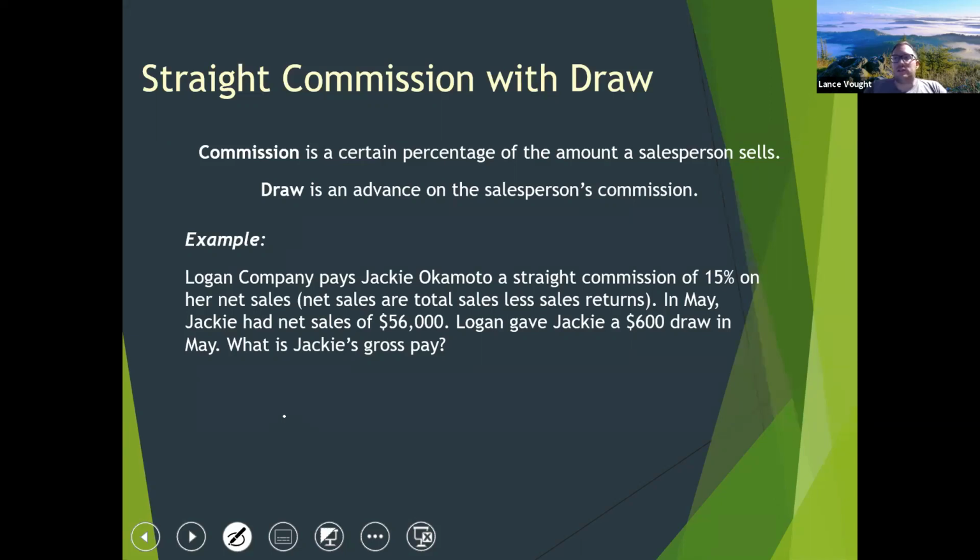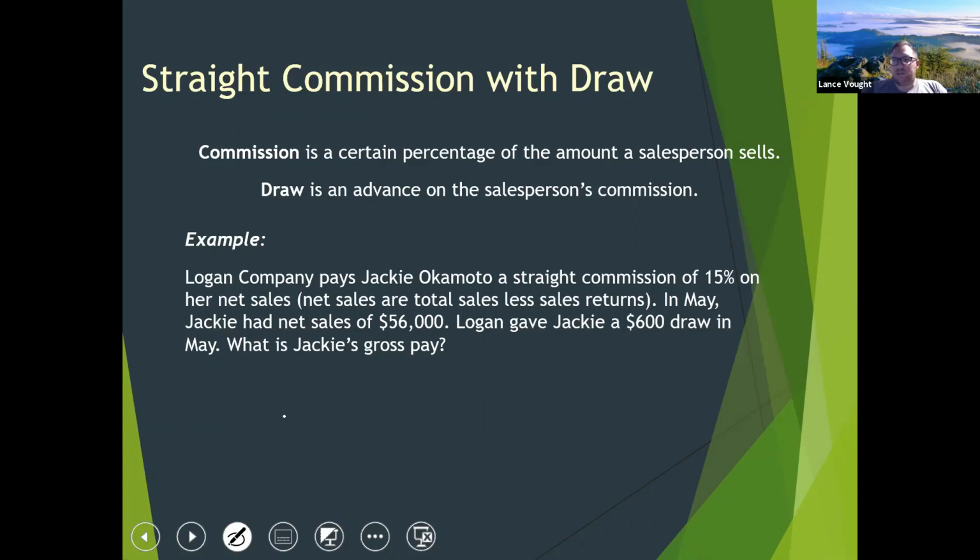Maybe she just started working for the company and she needed a few $100s to put a security deposit down on a house or an apartment, and she needed that money so she could survive for a few days until her first check came in from commissions and sales. Okay. So what that means is that $600 is going to be taken off of whatever her actual sales commission salary is, because she already received that money.